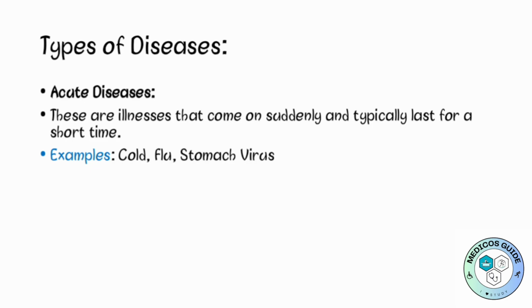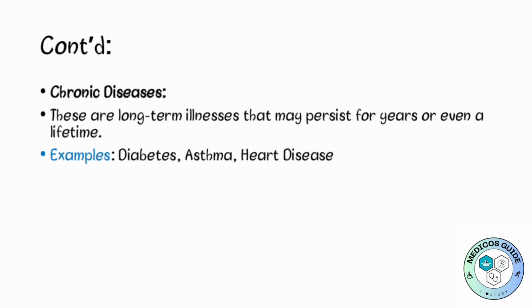So, the first type is acute diseases. Now, these are the illnesses that come on suddenly and typically last for a short time. And the examples include cold, flu, and stomach virus. Now, chronic diseases. These are the long-term illnesses that may persist for years or even a lifetime. Examples include diabetes, asthma, and heart diseases.